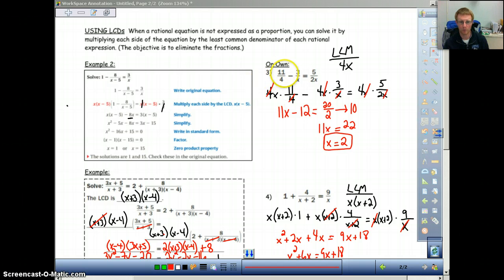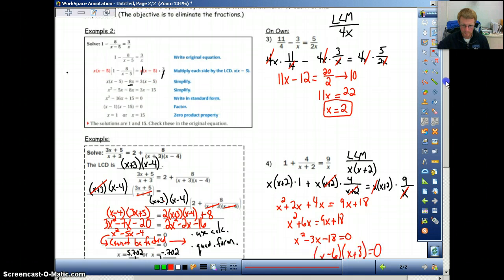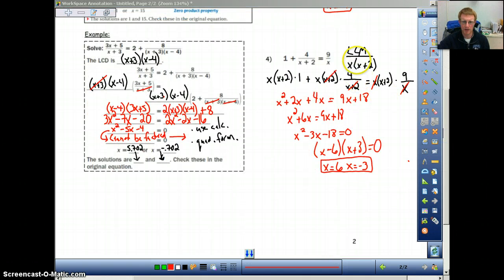So what we did was we multiplied every single term by 4x to cancel out everything on the bottom. The 4 and the 4 canceled out, the x and the x canceled out, and the x and the x canceled out, and we ended up getting x equals 2 for this. Only one solution here. Down below, the lowest common denominator or multiple was x times x plus 2, basically just multiplying these two.